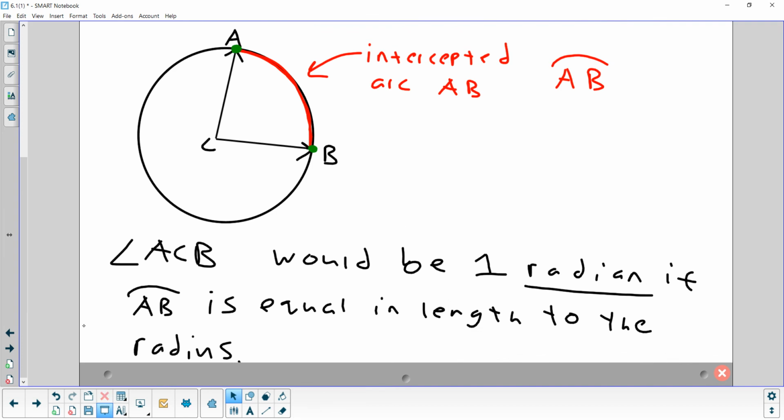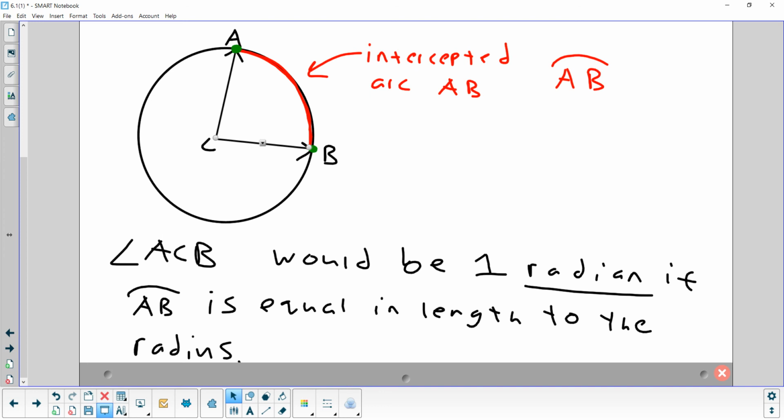If the length of the arc is bigger than the radius, then you would have an angle here that's bigger than 1 radian. If the length of that arc was smaller than the radius, you'd have an angle here that's smaller than 1 radian. But if you move that terminal side just right, so that the length of the arc matches the length of the radius, that's exactly an angle of 1 radian.